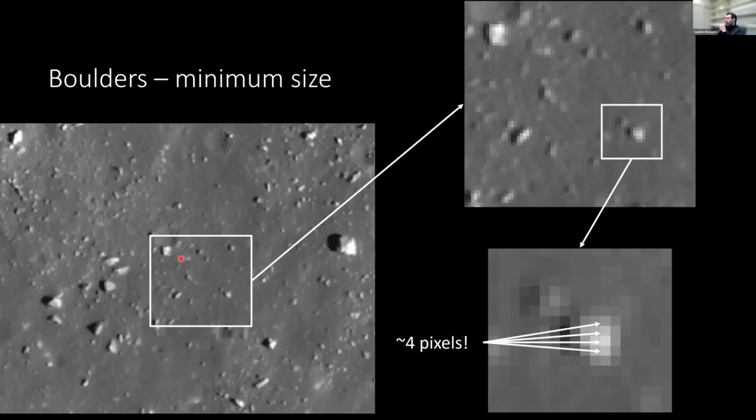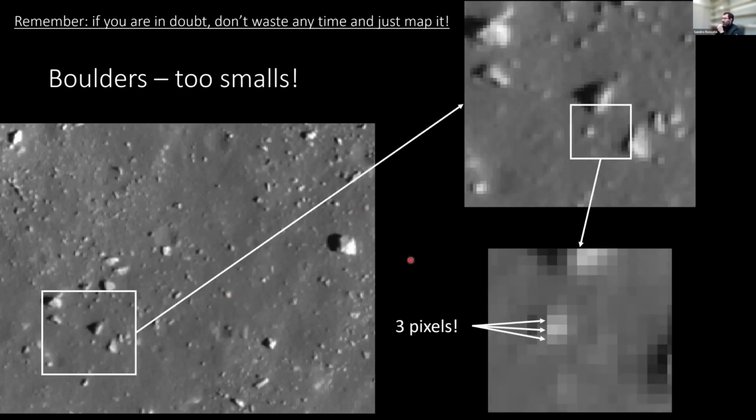Here is an example of what I was saying before. This one is 4 pixels, so it is within the threshold, acceptable. Is this one here? And then here, for example, we have another that is probably a boulder because I see a lightened area, I see a cast shadow, but it's just 3 pixels. So it will not contribute to the statistics. But don't worry. If I'm watching this area, most probably I will circle it, map it, and then cancel it afterwards.